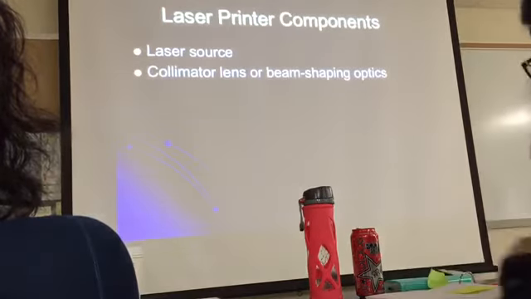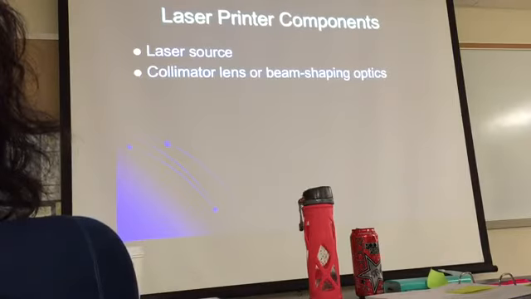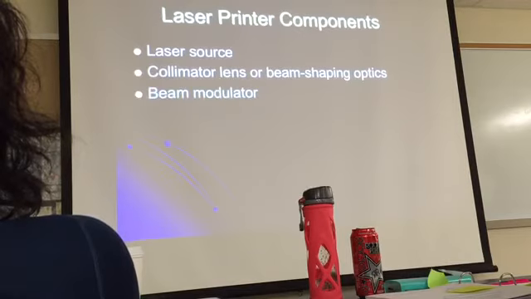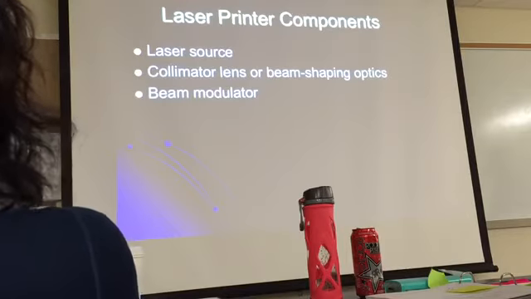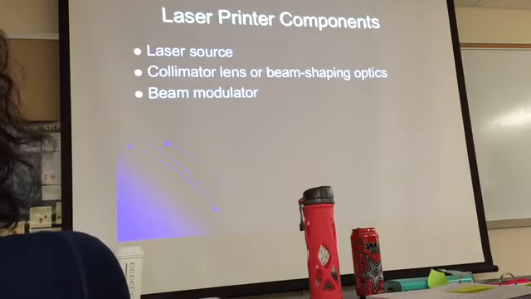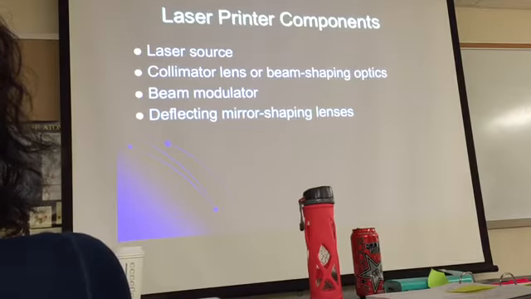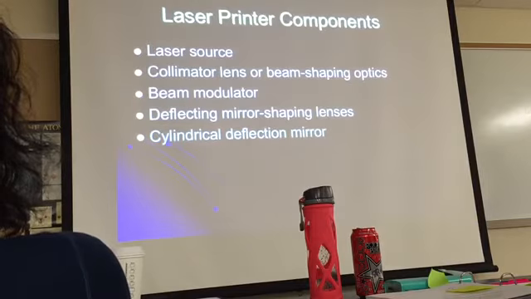Laser printer components. Okay, so obviously you will need a laser source, and I'll show you a picture in just a second, so just listen to me for now. Collimator lens or beam shaping optics, and I'll tell you what they do once I show you the picture. You have a modulator which controls the intensity of the laser. Deflectometer shaping lenses. Sometimes you want to disperse how the laser is going. Cylindrical deflection mirror, which is connected to this.